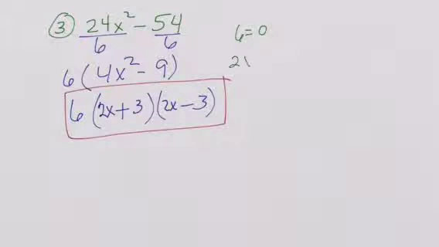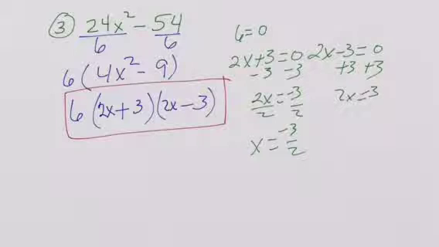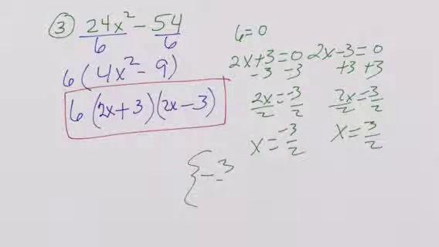I'm going to have 2x plus 3 is equal to 0, and 2x minus 3 is equal to 0. Zero pair out the 3, 2x is equal to negative 3, divide by 2, x is equal to negative 3 halves. Zero pair out the 3, 2x is equal to positive 3, divide by 2, x is equal to positive 3 halves. So my roots are going to be negative 3 halves and positive 3 halves.